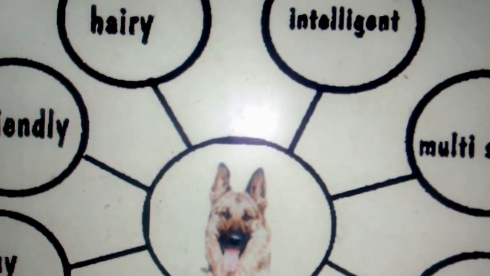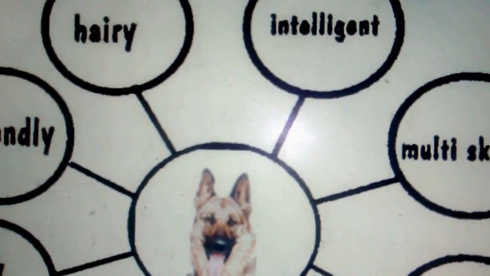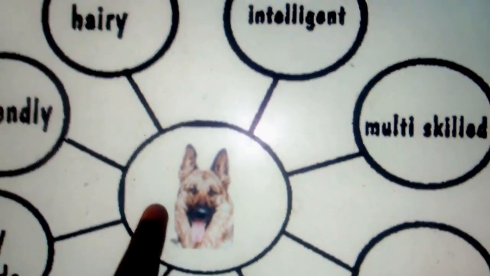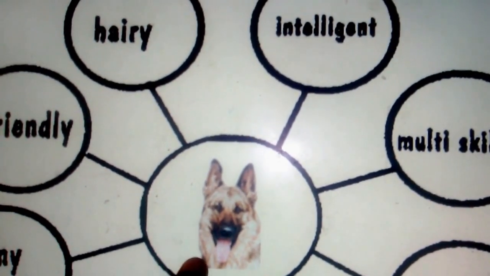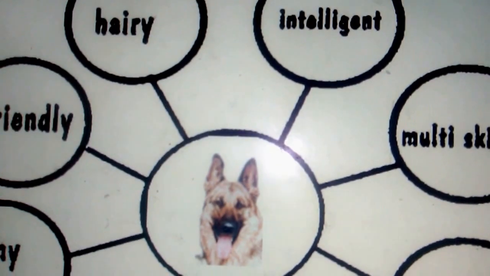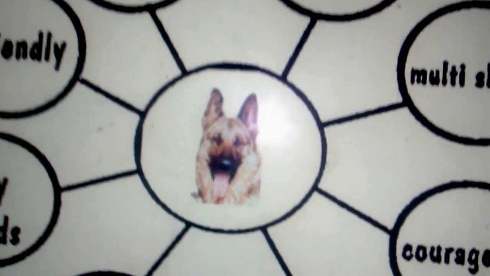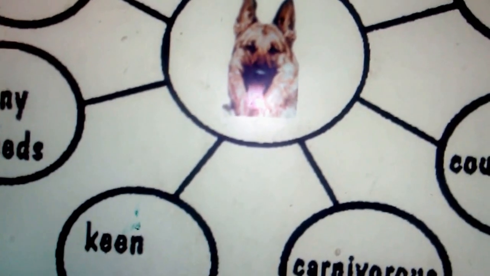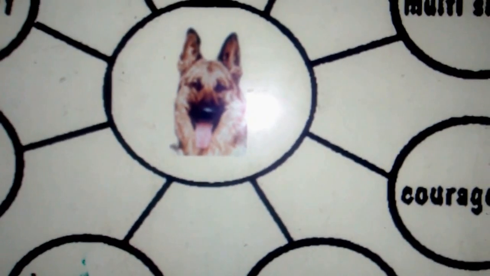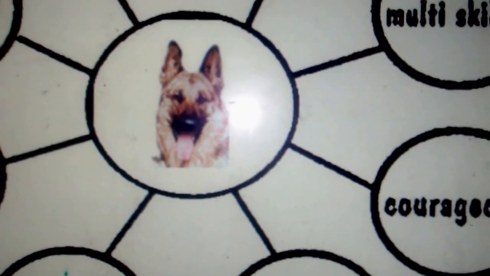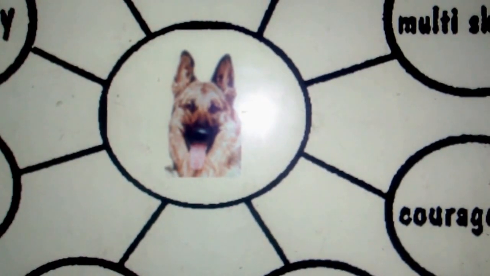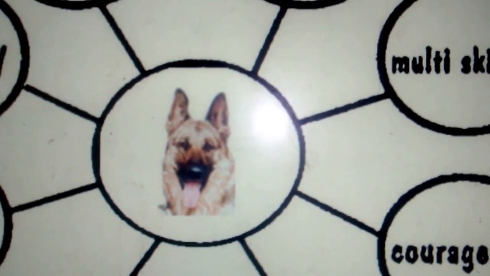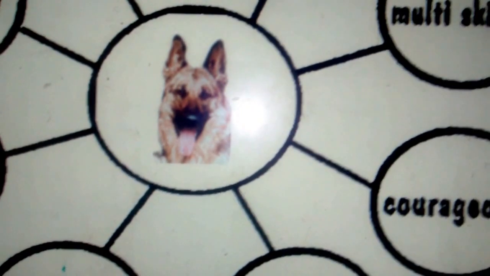So as we continue, of course you can see dogs. So this is a bubble map about dogs. You can see they are hairy, intelligent, multi-skilled, friendly. There are many breeds of them, their keen senses, and they're carnivorous, and they're courageous. So this will be the thought process if you wanted to write an essay about dogs.